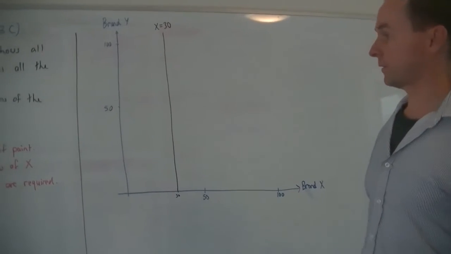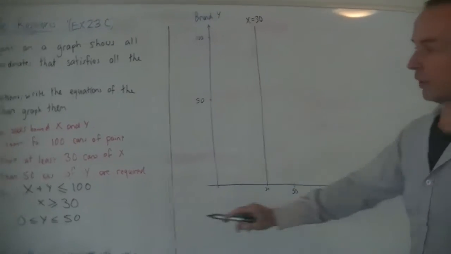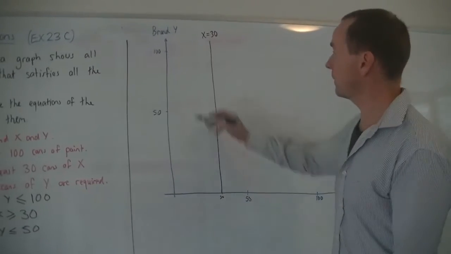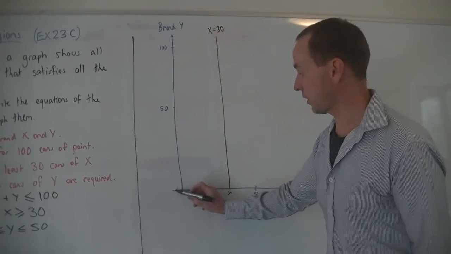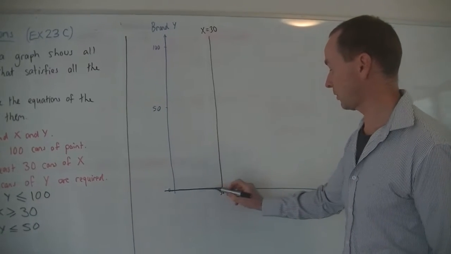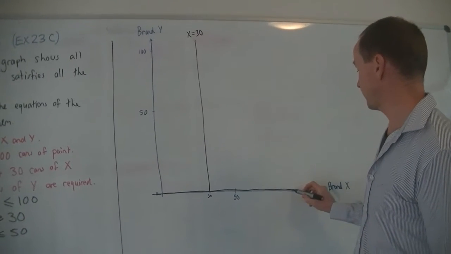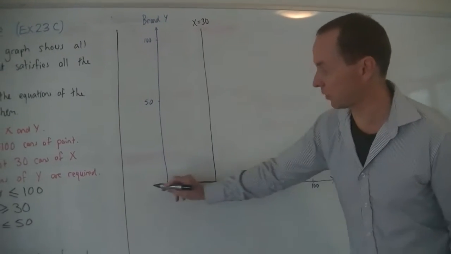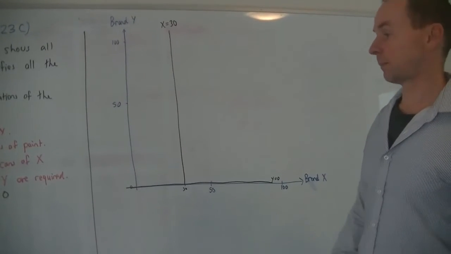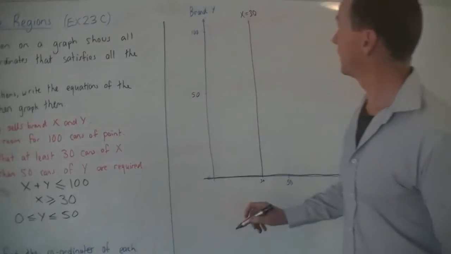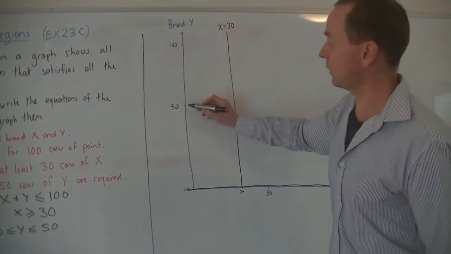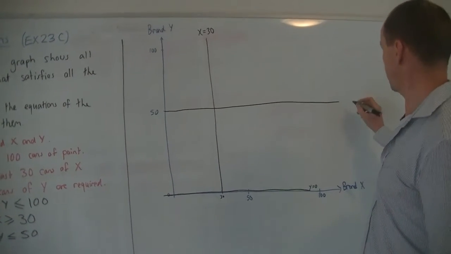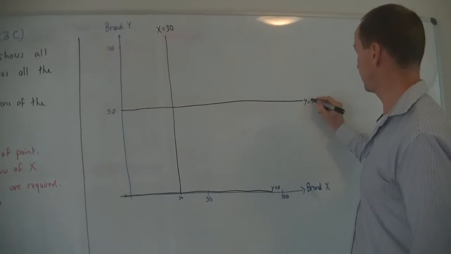Alright, let's do the Y ones next, because they're going to be horizontal graphs. Y is equal to 0. There's our Y graph, and there's 0. So it's actually across here, across the x-axis. And I'll label that one, Y is equal to 0. So that's that line across there. Now the next one, Y is equal to 50. So we have to look at 50 here. There's Y is equal to 50. And it's a horizontal line that goes straight across there. And I'll label that one, Y is equal to 50.